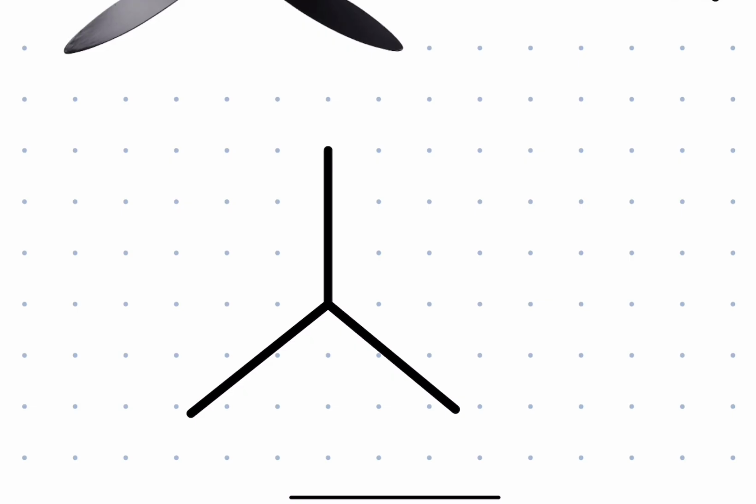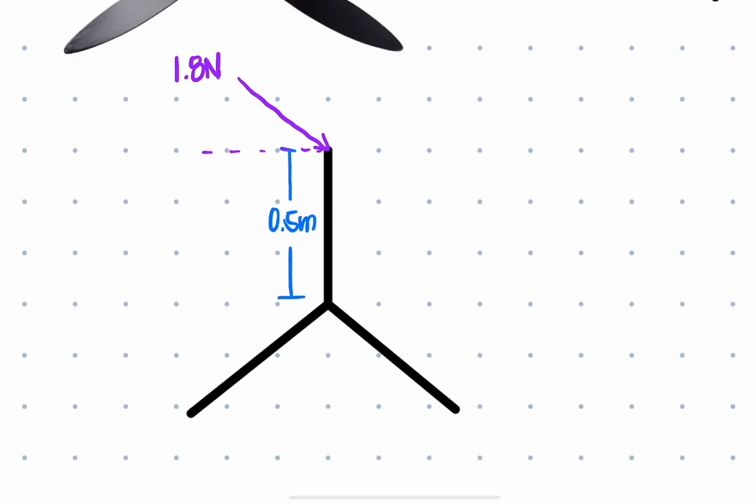Sabihin natin meron tayong, okay, ito muna ulit. Sulat natin. This is 0.5 meters. Tapos, meron tayong force na ina-apply from this direction. Actually, wag. From this direction. Tapos, sabihin natin 1.8 newtons siya. And it's being applied at an angle of 30 degrees from the horizontal.